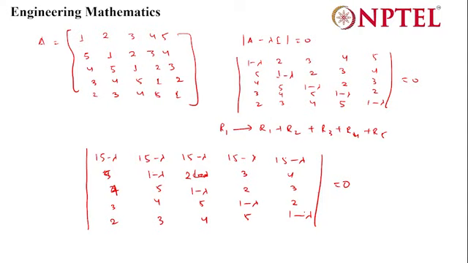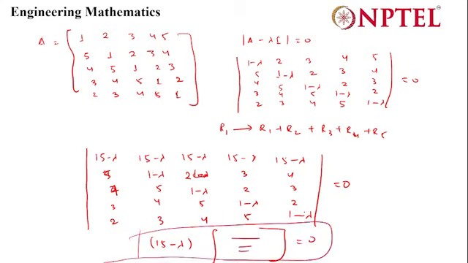From here you can take 15 minus lambda out, and one big matrix will be remaining. So this is your characteristic equation. What are the eigenvalues? The roots of this equation. One root will be from 15 minus lambda equals 0, so lambda equals 15. So one real root, that was your option C, 15, is correct.